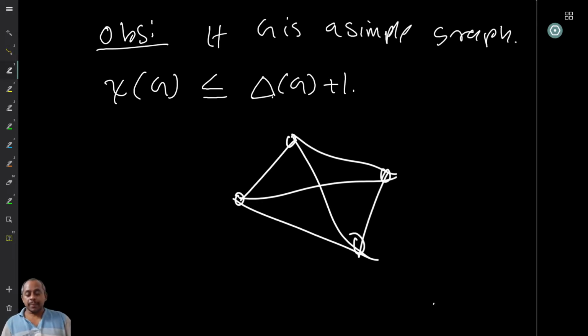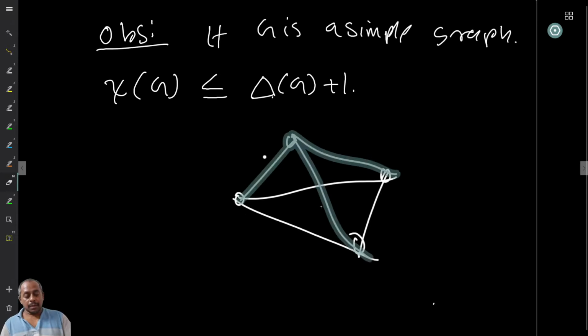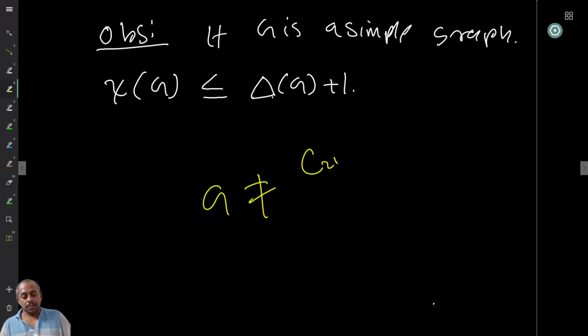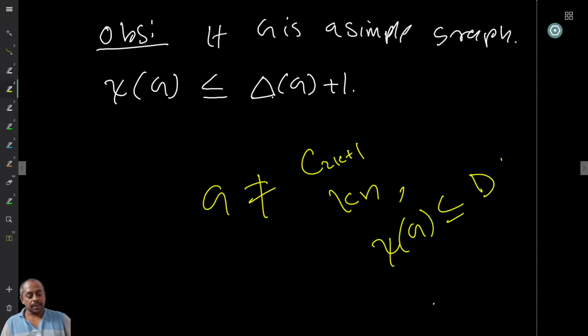So when the graph is a complete graph, Kn, or an odd cycle, C2n+1, we need delta plus 1 colors. Okay. So if G is not equal to C2k+1 or Kn, then the chromatic number of G is less than or equal to delta of G. We don't want a plus 1. So this is something which we need to prove. Okay, this is just a claim.